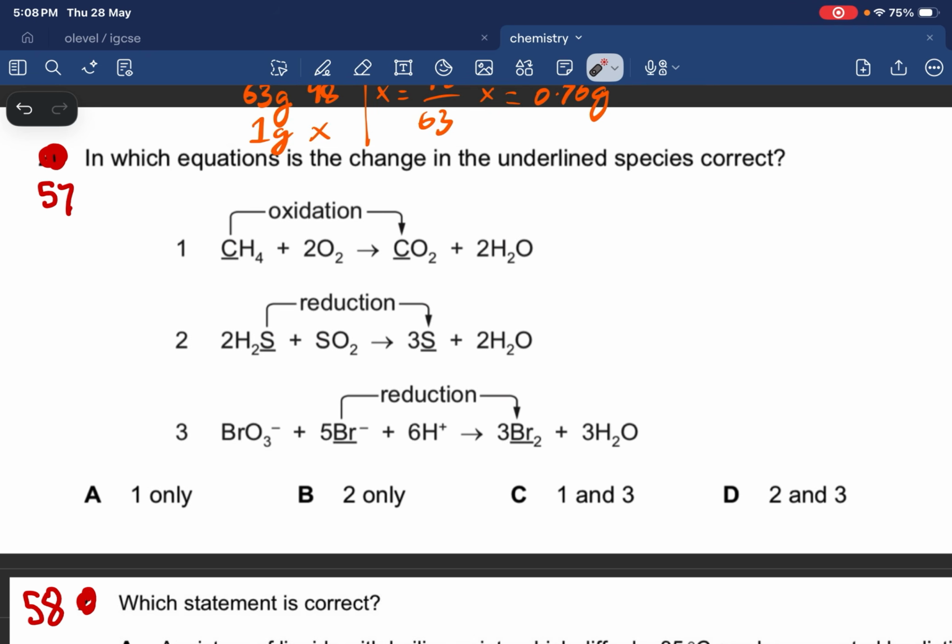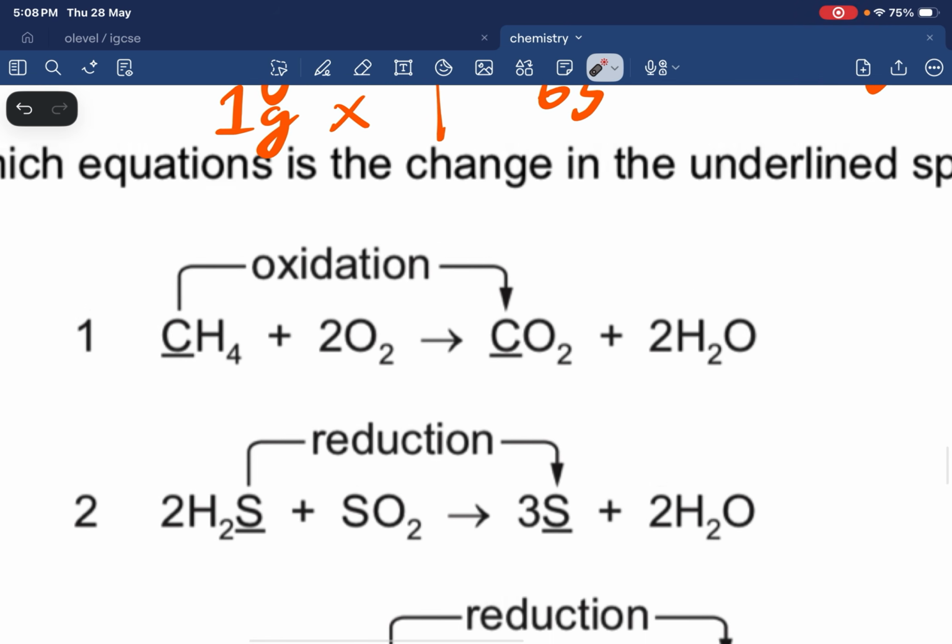Now again, I told you I've just compiled some really devilish questions that are going to make you wonder. In which equation is the change in the underlying species correct? Okay. Firstly, let's look at the first question.